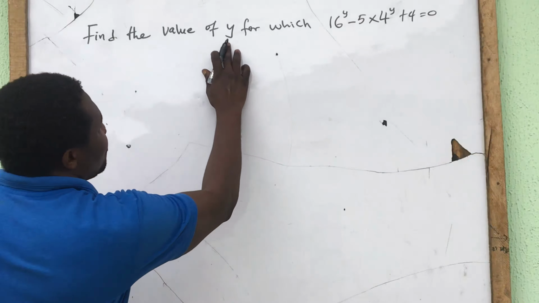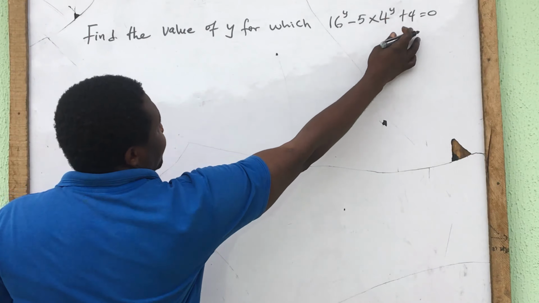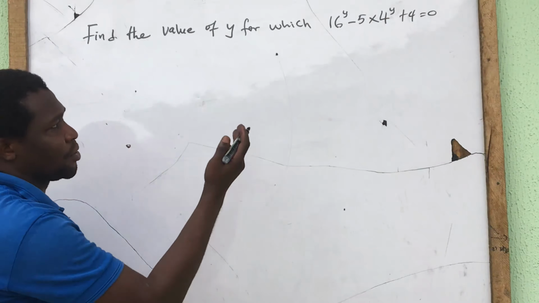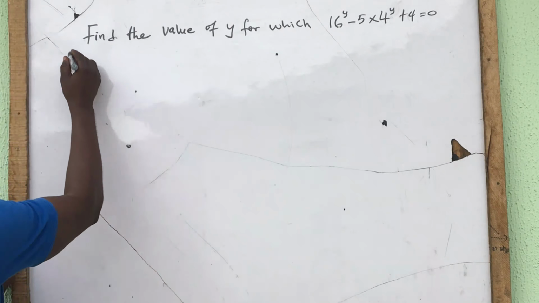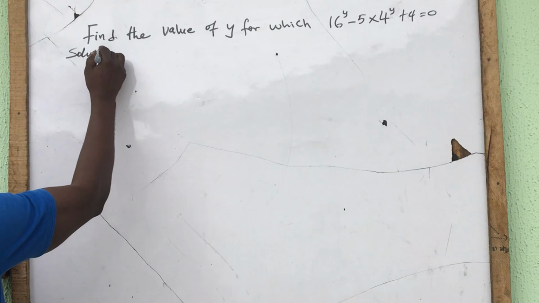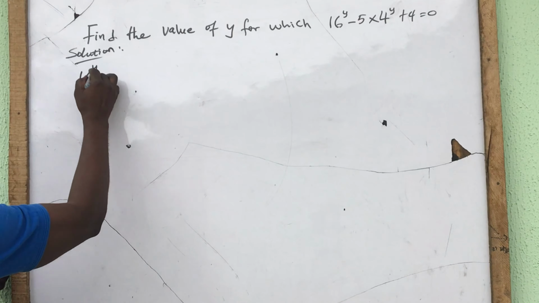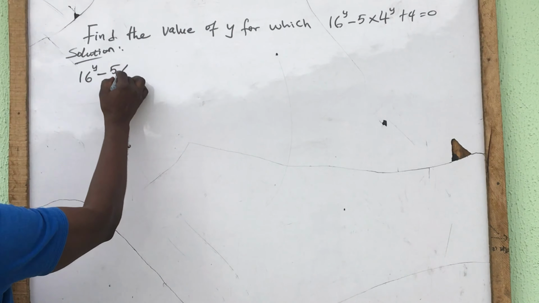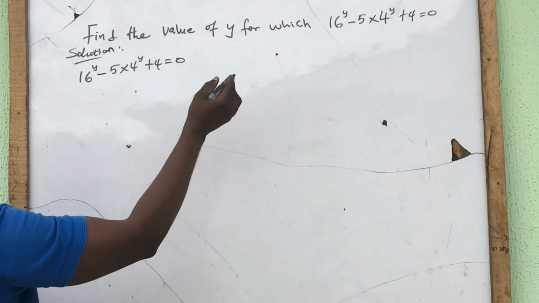Find the values of y for which 16 raised to power y minus 5 times 4 raised to power y plus 4 equal to 0. It's a quadratic equation that contains index form. So let's try to solve it together. We rewrite 16 raised to power y minus 5 times 4 raised to power y plus 4 equal to 0 in this form.